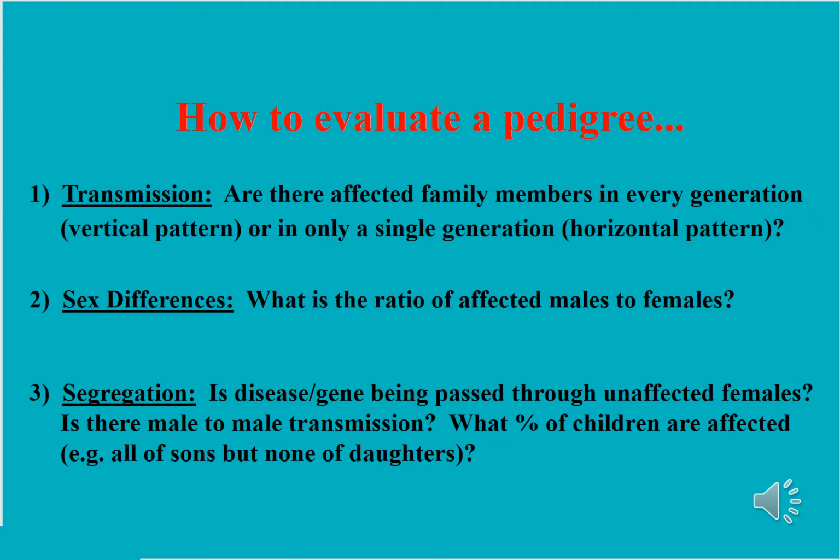Second, see the sex differences. What is the ratio of affected males to females? And third, the segregation. Is the disease or gene being passed through unaffected females that are the carriers? Is there male-to-male transmission? Then what percentage of children are affected? For example, all of the sons but none of the daughters?